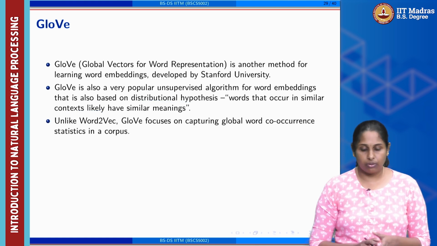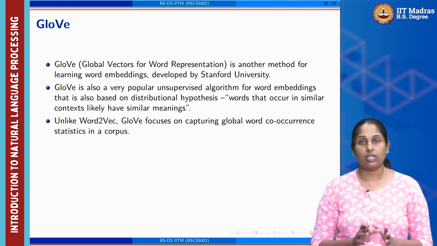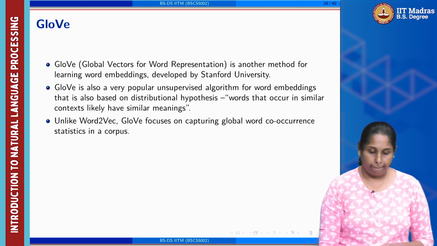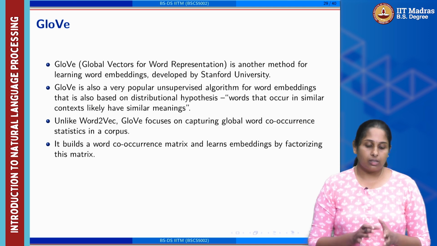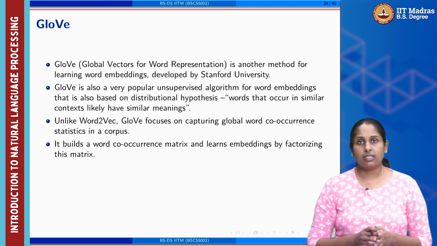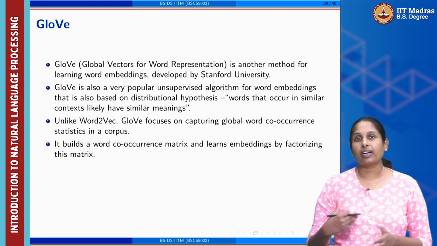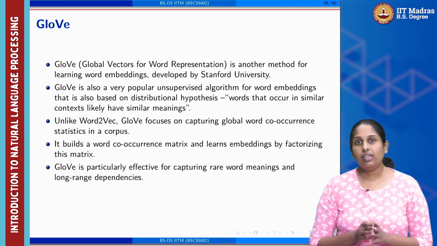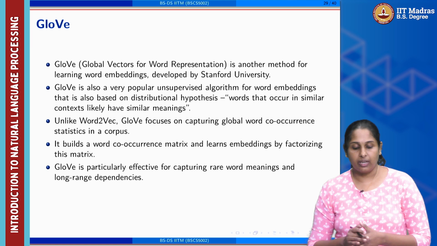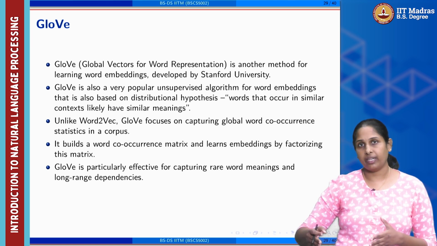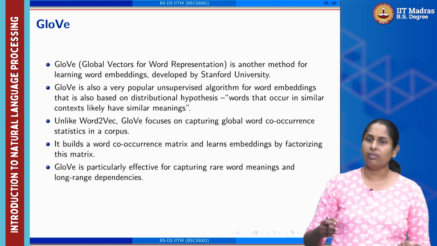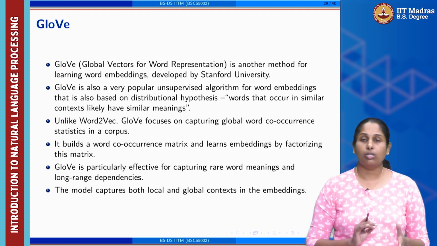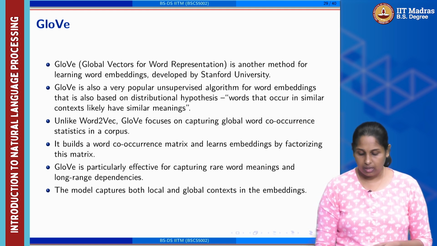Now, unlike word2vec, GloVe focuses on capturing global word co-occurrence statistics in a corpus. So, it builds a word co-occurrence matrix and learns embeddings by factorizing this matrix. It is effectively useful for rare word meanings and also long range dependencies, which is not being done in the word2vec context. So, the model captures both local and global context in the embedding.